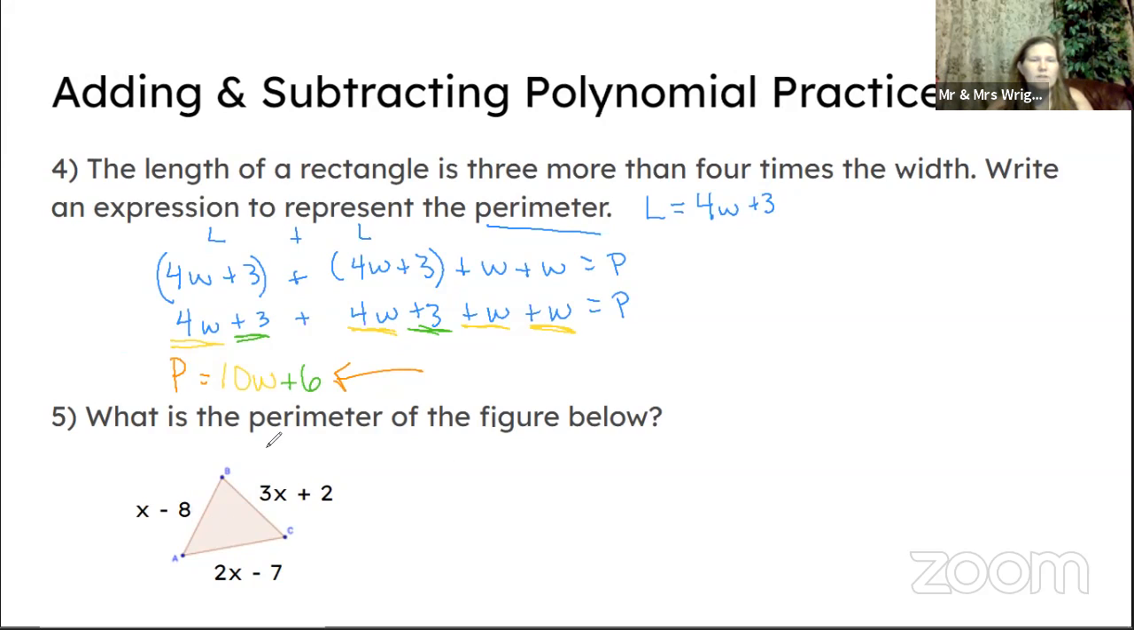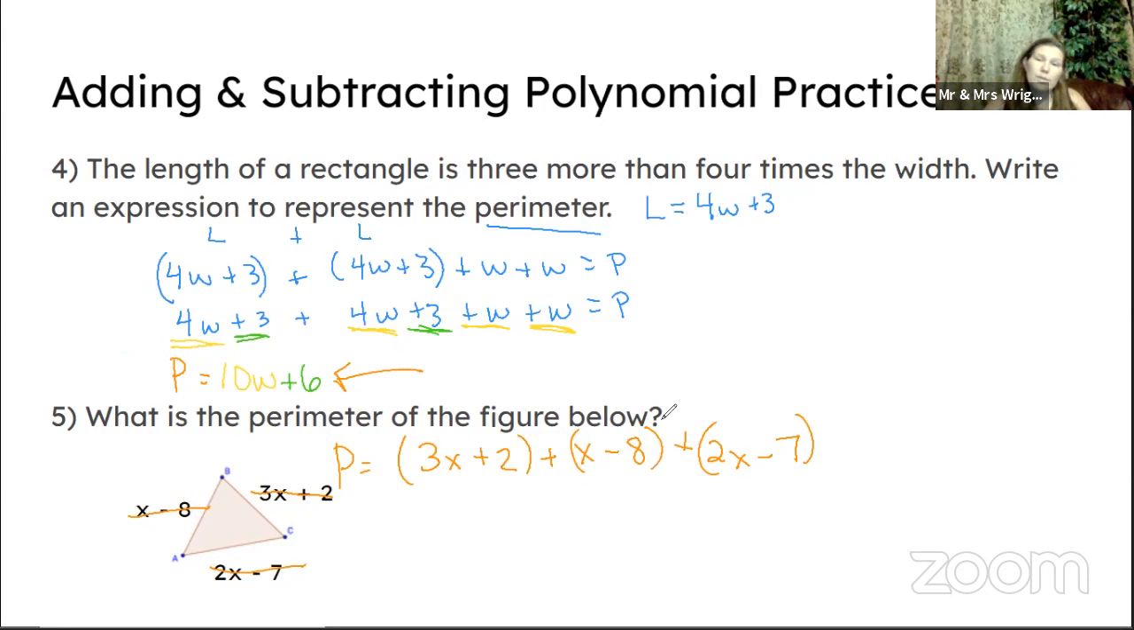All right, welcome back. So to find the perimeter, we just have to add these sides together. 3x plus 2 is the first side. I'm going to cross it out because I know I used it. Plus x minus 8, that's side 2. And then plus the third side, 2x minus 7. I just randomly picked which side, it doesn't matter the order. Remember, when you're adding, the order is not important. So perimeter is going to equal side 1 plus side 2 plus side 3.